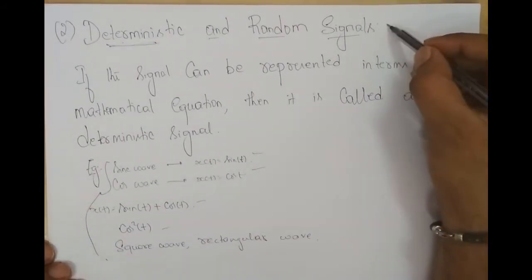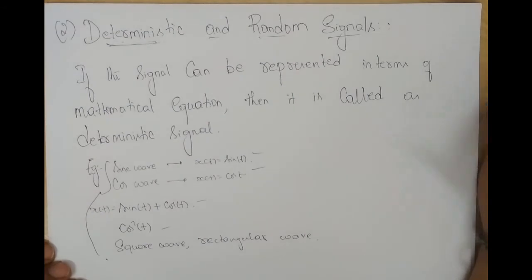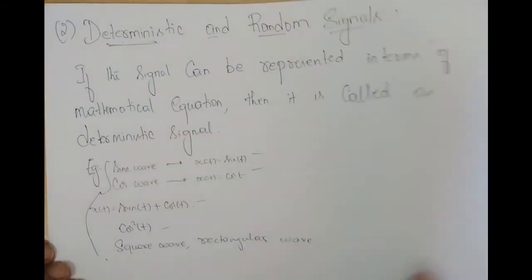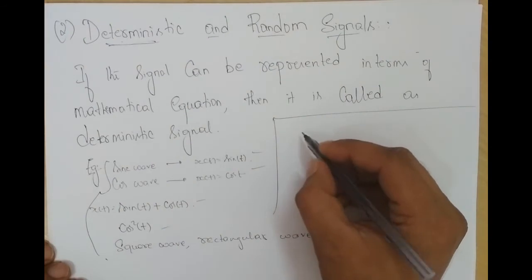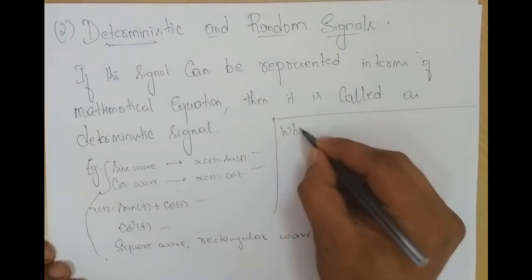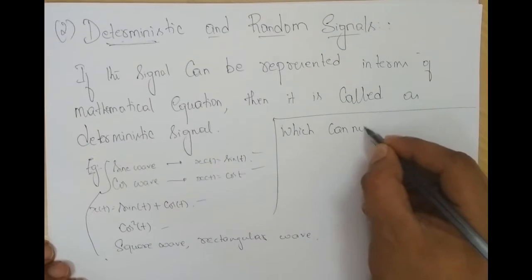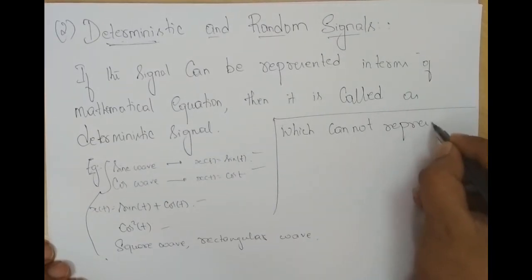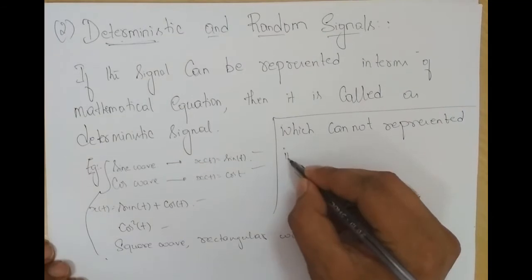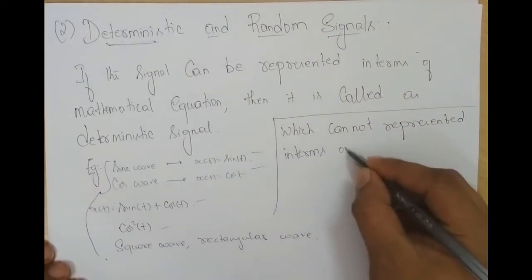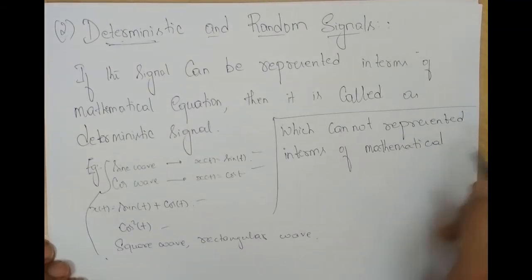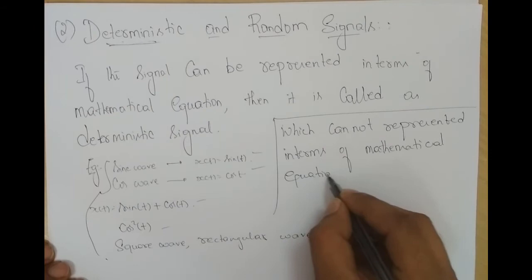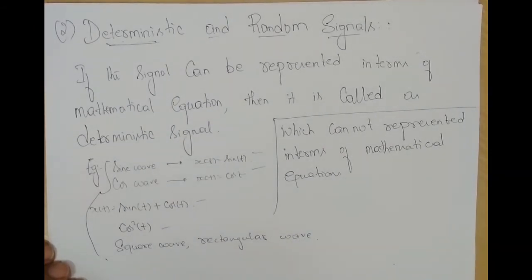Now what about random signals then? Random signals are signals which cannot be represented in terms of mathematical equations. Let me just define it here itself. Random signals are the signals which cannot be represented in terms of mathematical equations. All these signals are called random signals.